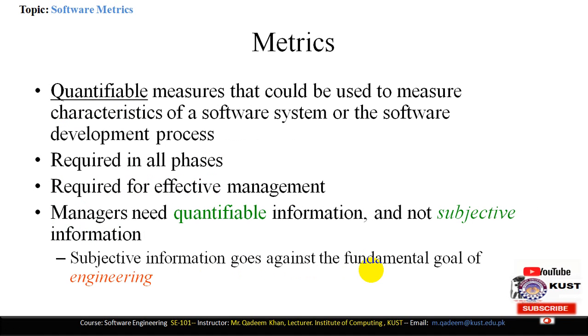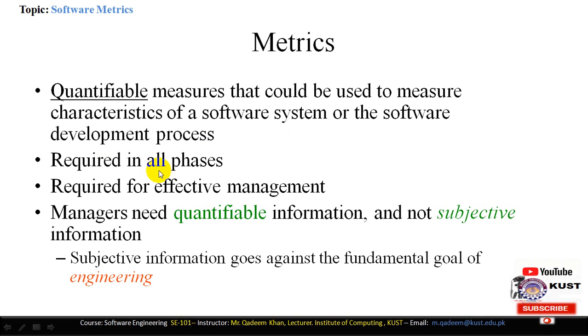Now metrics. How can we define the metrics? Basically, metrics are quantifiable measures that can be used to measure the characteristics of a software system or the software development process. Basically, it measures the software system and also measures the software process. Software system means the product which we are going to develop, and the process means the methodology and the life cycle model which we will use to develop the software.